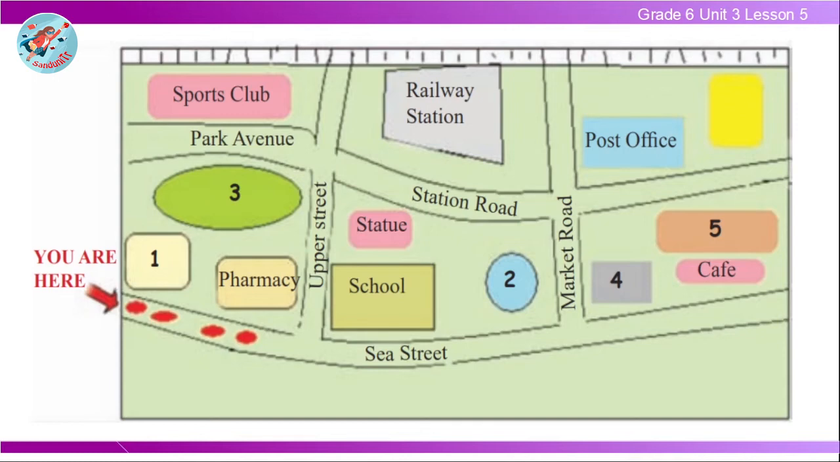Okay, children, let's start. Listen. First reading. You are in C Street now. The hospital is on your left. That is number 1 in your map. Go along that road and turn to Upper Street. The building on your left is the pharmacy. Go along that road until you find the playground on your left. It is number 3.